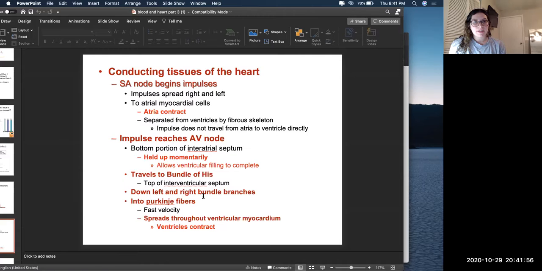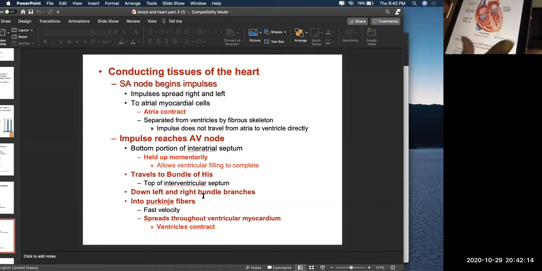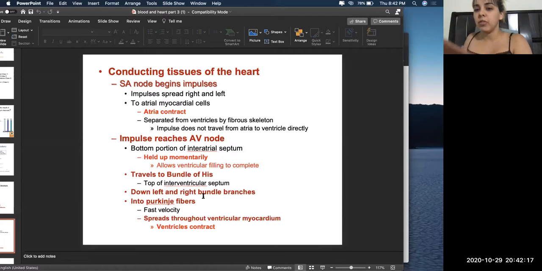And then the AV node, where is it? It would be this one, right above the AV valve. It goes in the middle. That's the bundle of His. It goes left and right, and those are the Purkinje fibers that are going to squeeze the blood out of the ventricles.